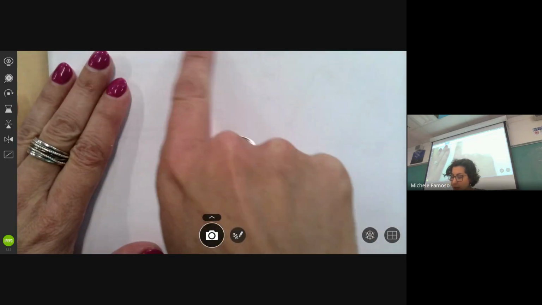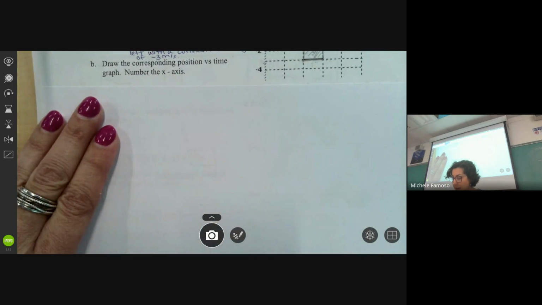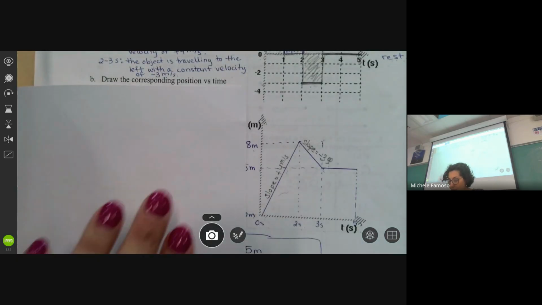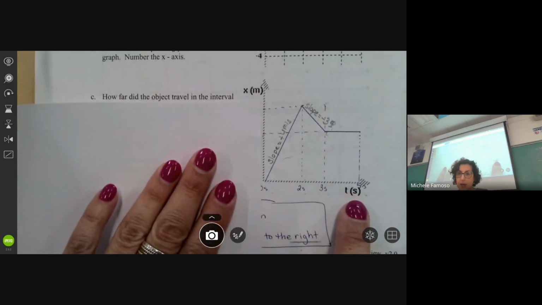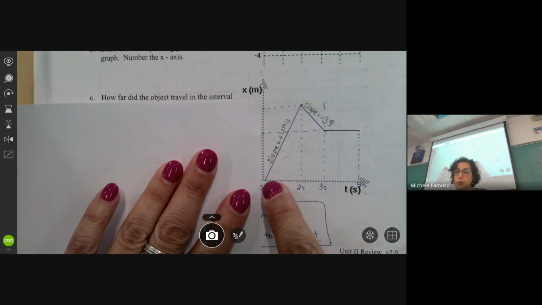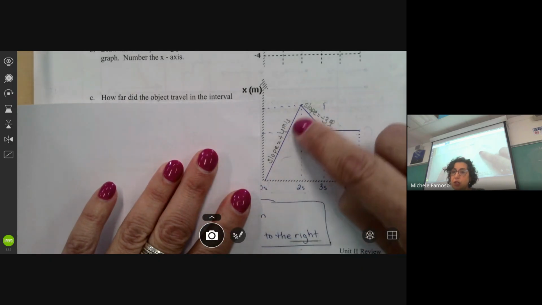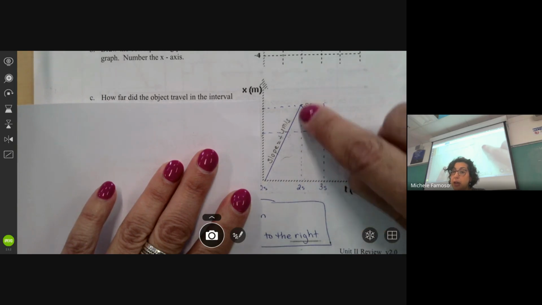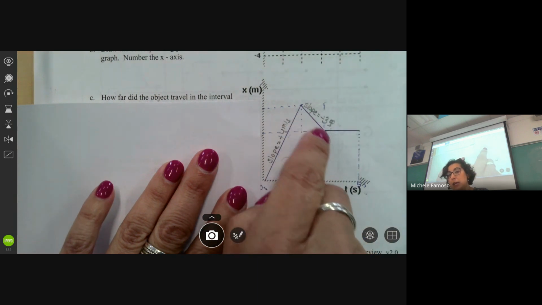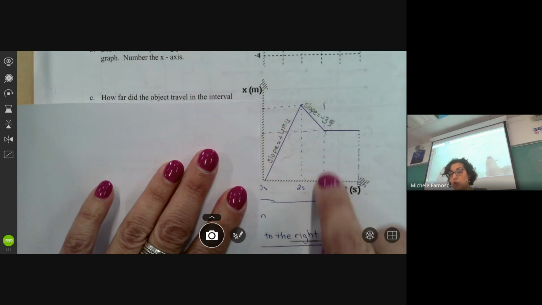Now, draw the position time graph and number the x-axis. So those are your times. So here are the positions, and there are the times. So at 0 seconds, we're starting at the origin. We need a slope of positive 4 meters per second, and that ends at 2 seconds. Then I need a negative slope of 3 meters per second, which ends at 3 seconds. And then I need a horizontal line from 3 to 5 seconds.